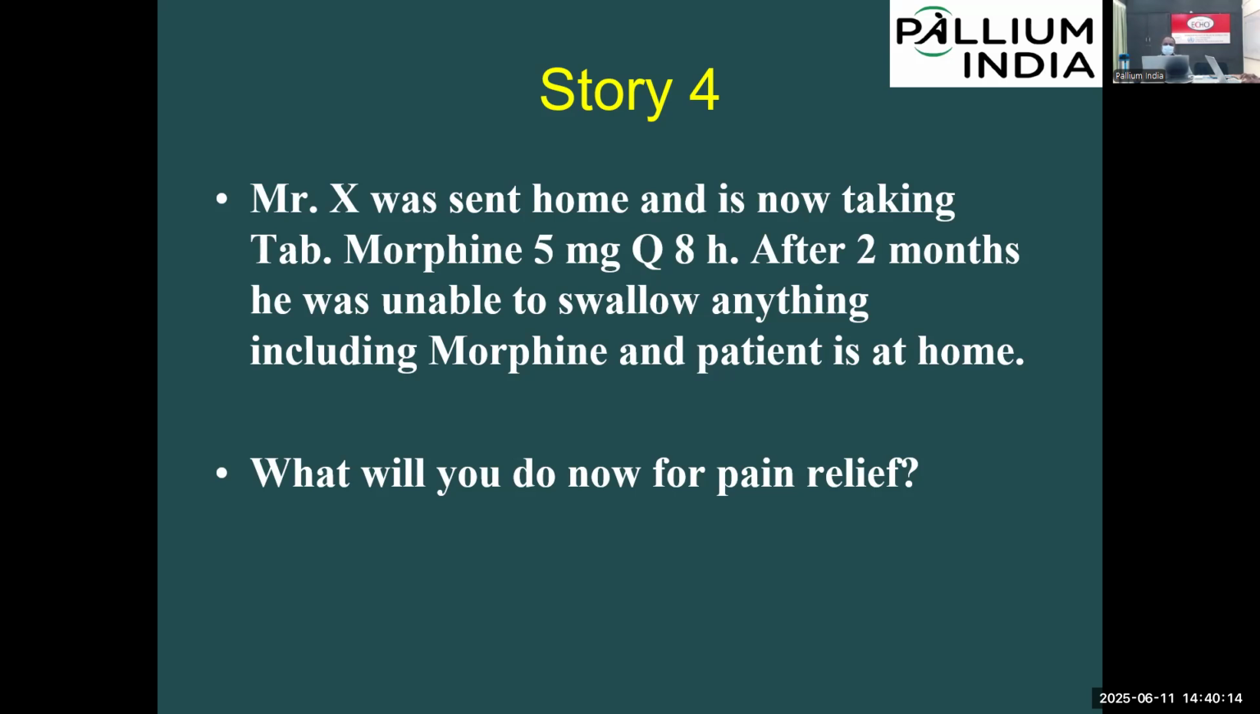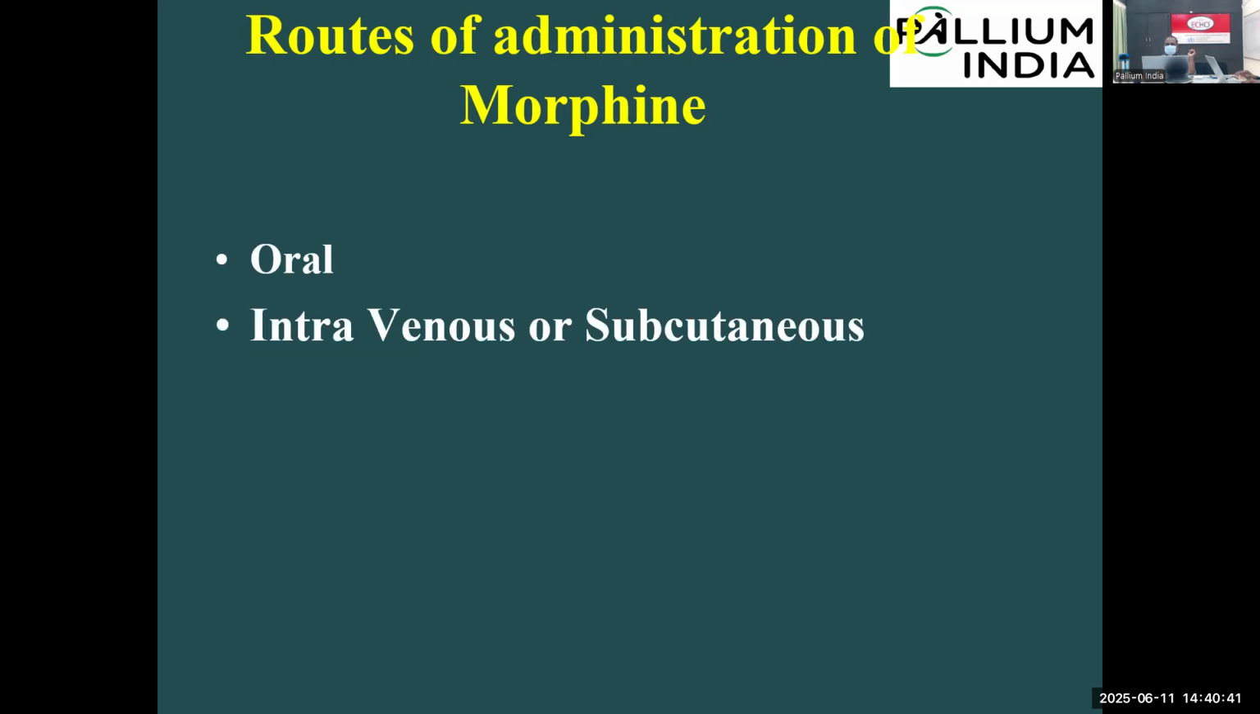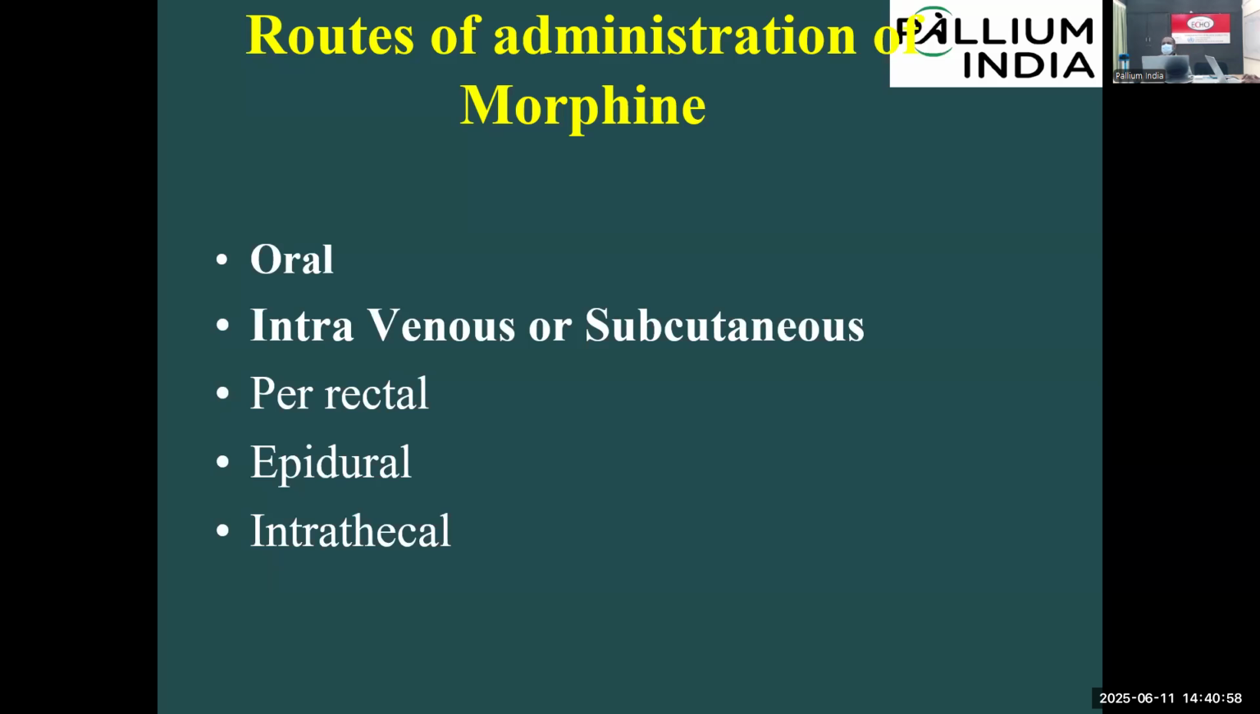Okay. What are the routes through which we can give morphine? Prina Patel says patch. There is no morphine patch. Subcutaneous, yes, subcutaneous. Orally, IV, rectally. The most common route is oral, followed by intravenous or subcutaneous. Any other routes? You can administer morphine rectally. Okay. And epidural, intrathecal, and even intramuscular administration is possible.